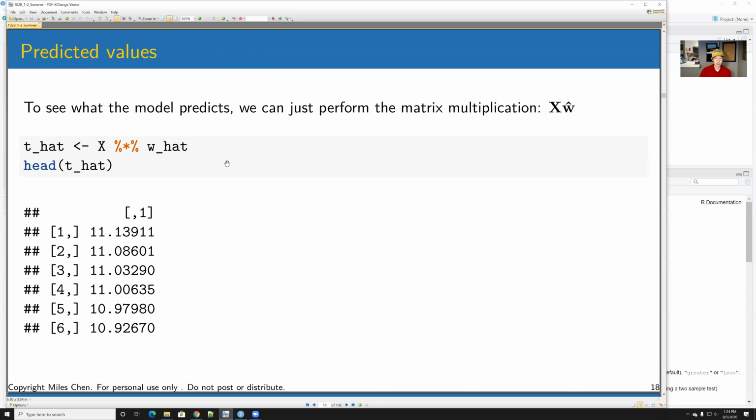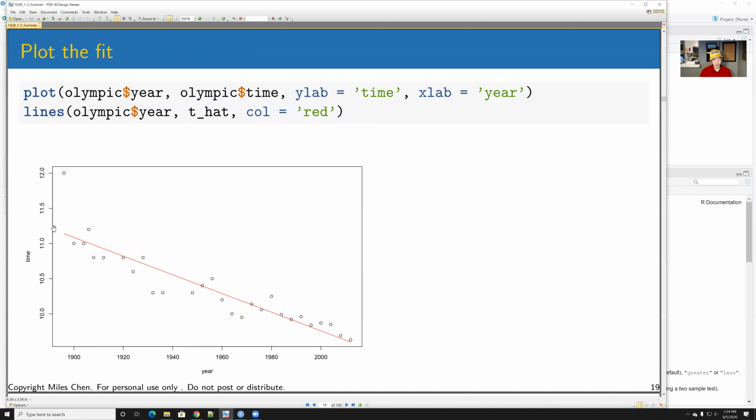Then we can predict the values. We do X times our w hat matrix of slope and intercept, and these are the predictions for each of these years. Here we go, and this is what the line looks like when we plot the predicted values versus the actual values. Indeed, we get a straight line here.